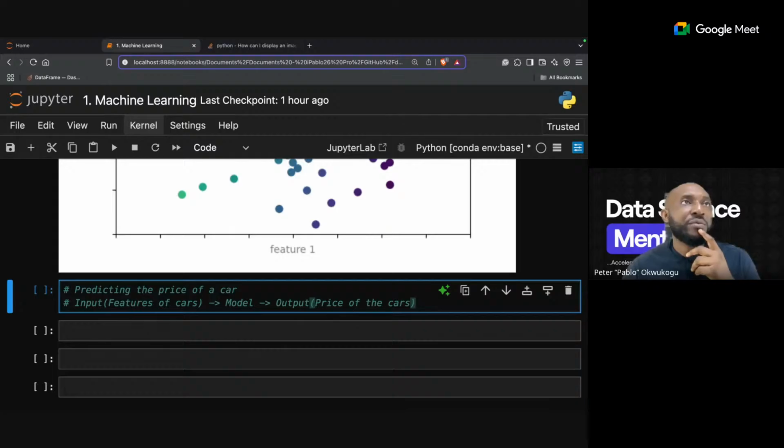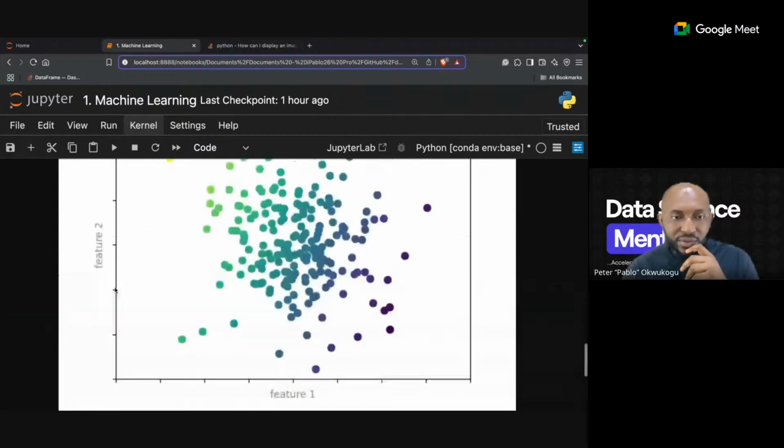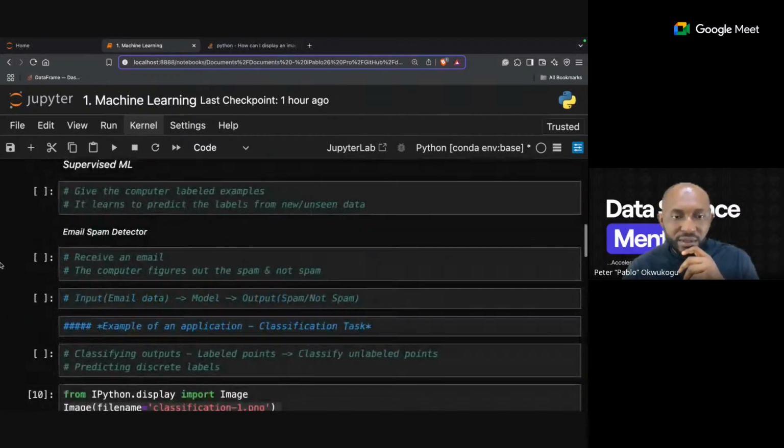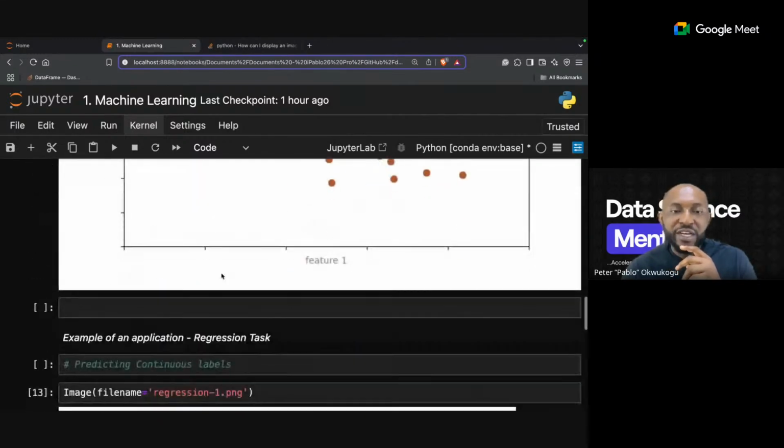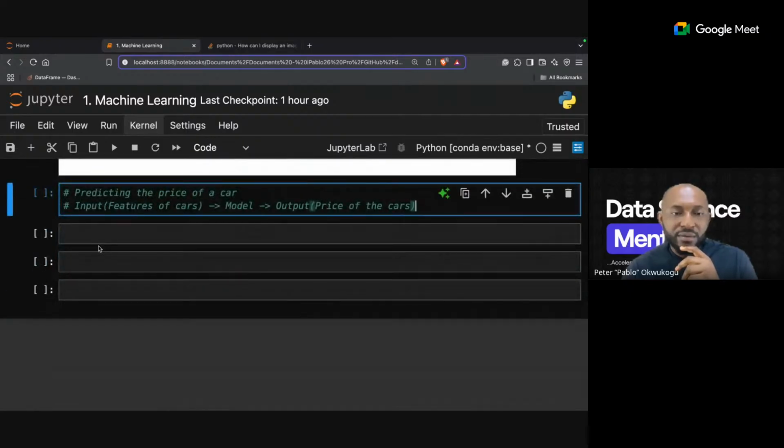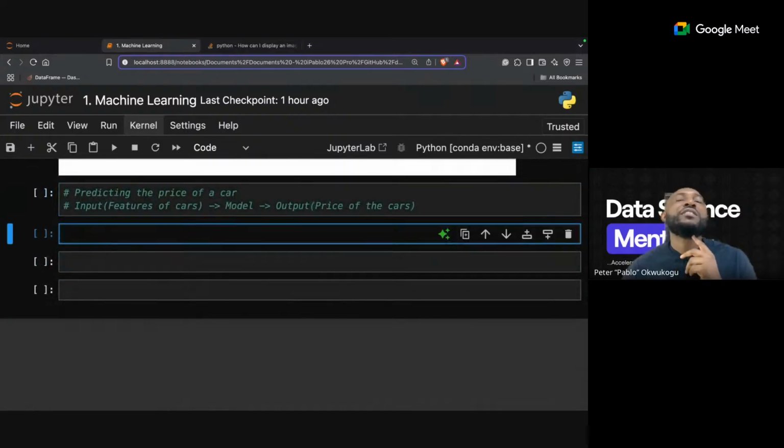We've talked about supervised machine learning. We're now going to talk about unsupervised machine learning.